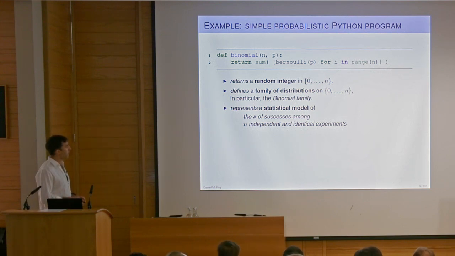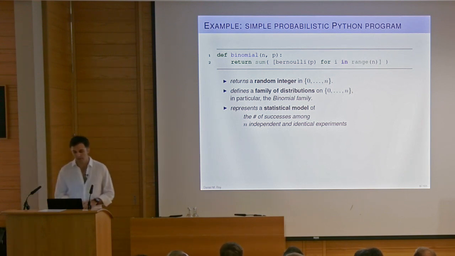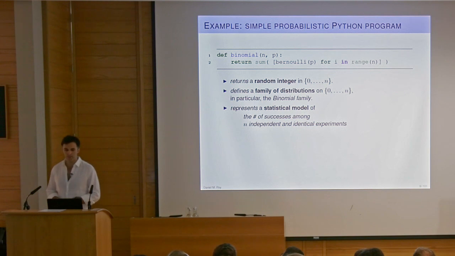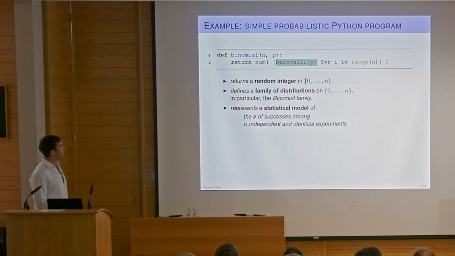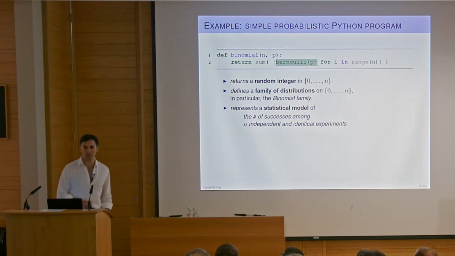This is a piece of code in Python with some procedures that are not typical to Python defined elsewhere. And you'll just have to imagine what they do. One of those procedures is this Bernoulli P. This is a piece of code. When you run it, it hands you a 0 or a 1. It hands you a 1 with probability P.